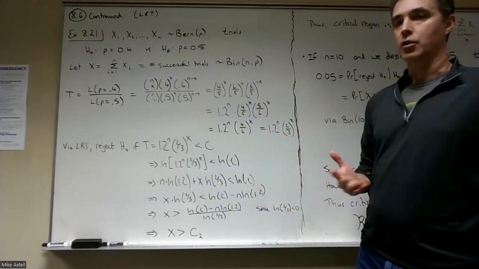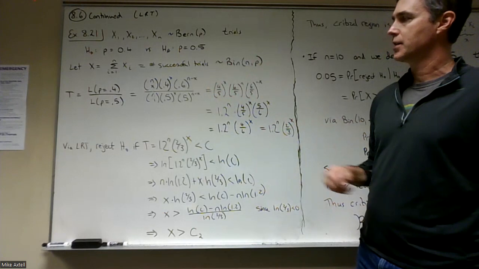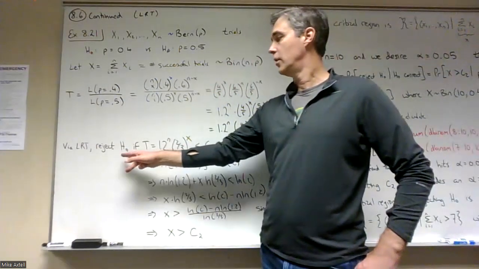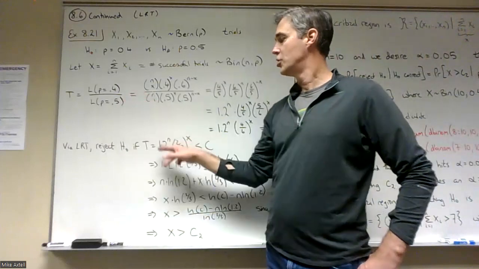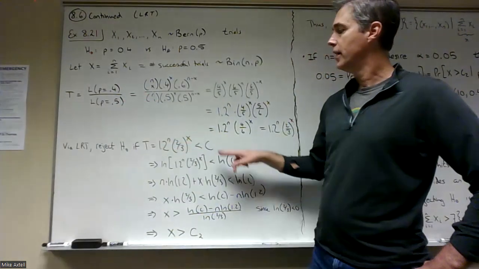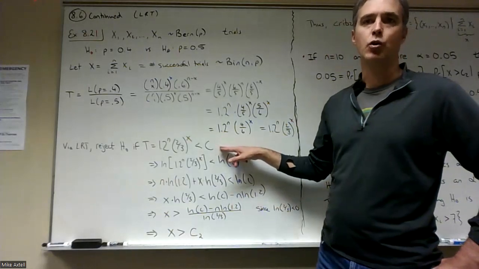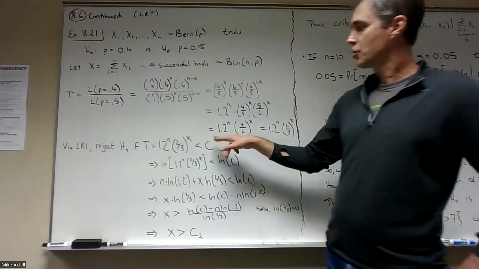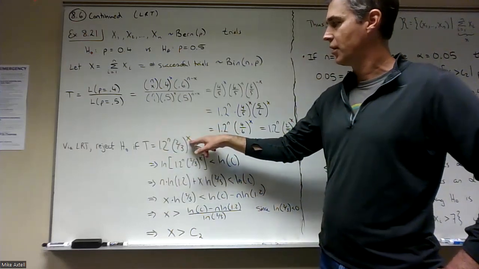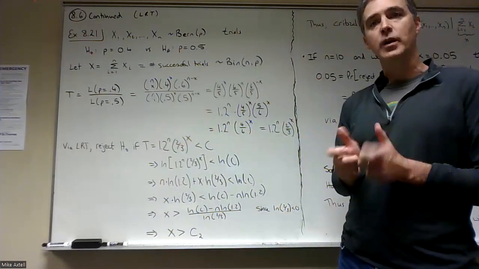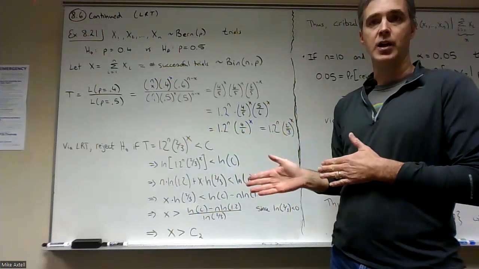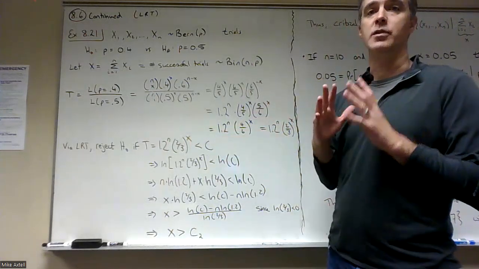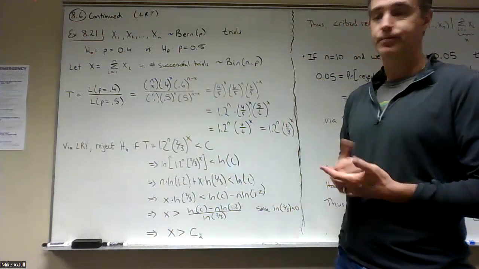So I've calculated my T statistic and simplified it, and the likelihood ratio test says that I should reject the null hypothesis if this ratio is small enough, less than some threshold c, which we haven't figured out yet. So I'm going to take this inequality and solve it for x, because I'm trying to get a critical region so I know when to reject the null hypothesis. I'd like to get the critical region in terms of x, the number of successful trials.